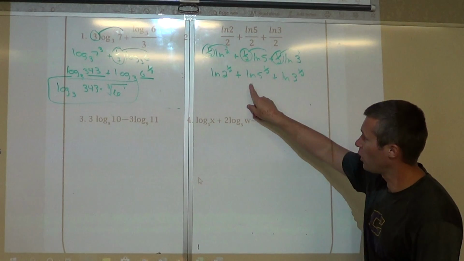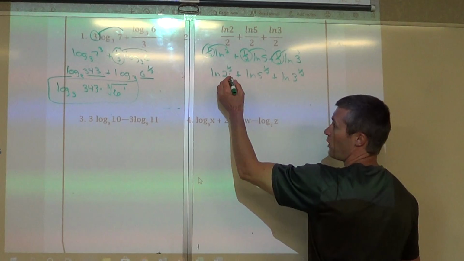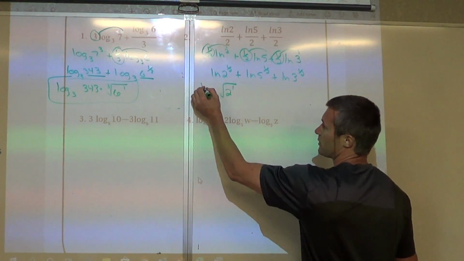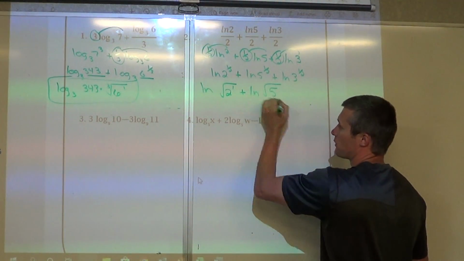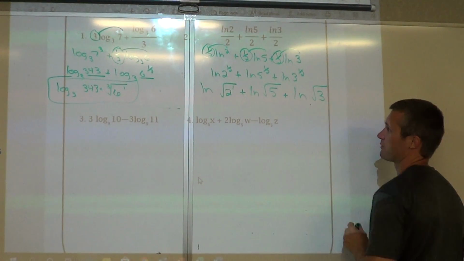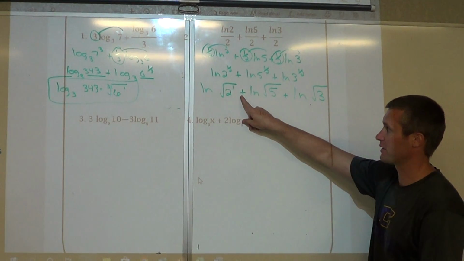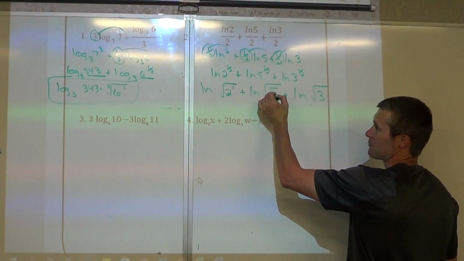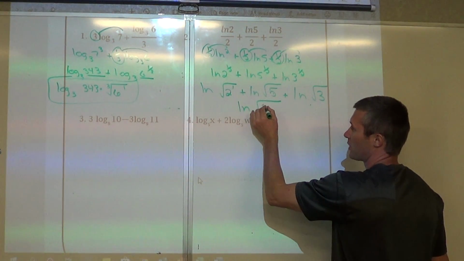Now, these are all telling me to multiply. Multiply, multiply, because we're adding. If it's a 1/2 power, that's 2 to the 1st power, root 2. So I can write natural log of the square root of 2, plus the natural log of the square root of 5, plus natural log of the square root of 3. And then lastly, because they're all square roots, I can actually multiply them together, because addition tells me to multiply in log form. So 2 times 5 is 10. 10 times 3 is 30. So it would be the natural log of the square root of 30.